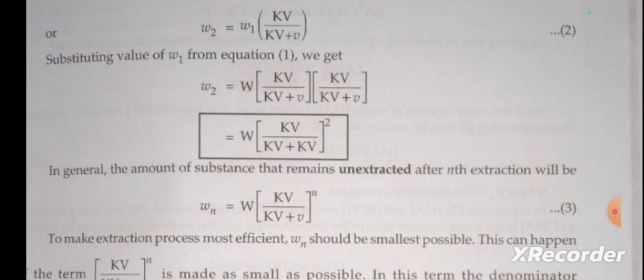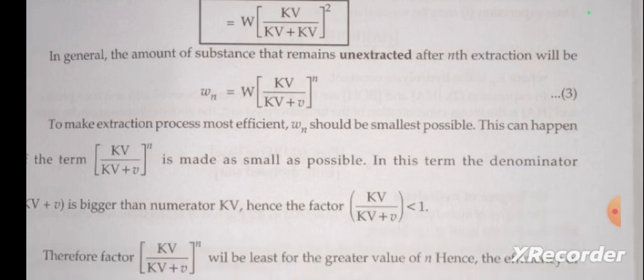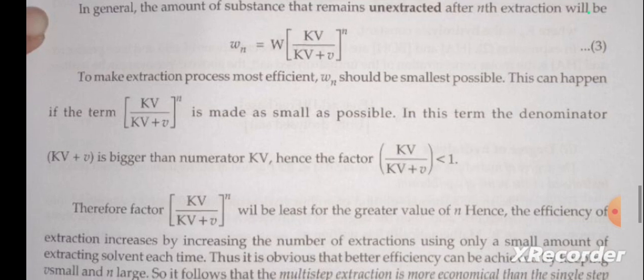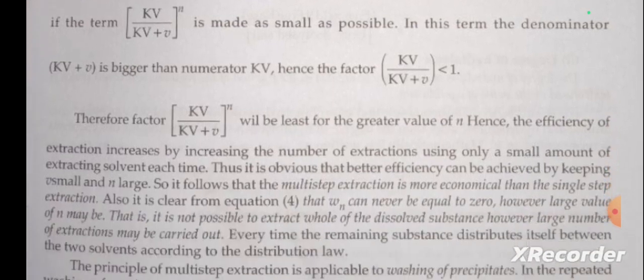In general, the amount of substance that remains unextracted after the nth extraction will be Wn = W (KV/(KV+V'))^n. To make the extraction process most efficient, Wn should be the smallest possible. This can happen if the term KV/(KV+V') is made as small as possible. In this term, the denominator KV + V' is bigger than the numerator KV, hence the factor KV/(KV+V') is less than 1. Therefore, the factor (KV/(KV+V'))^n will be the least for the greater value of n.